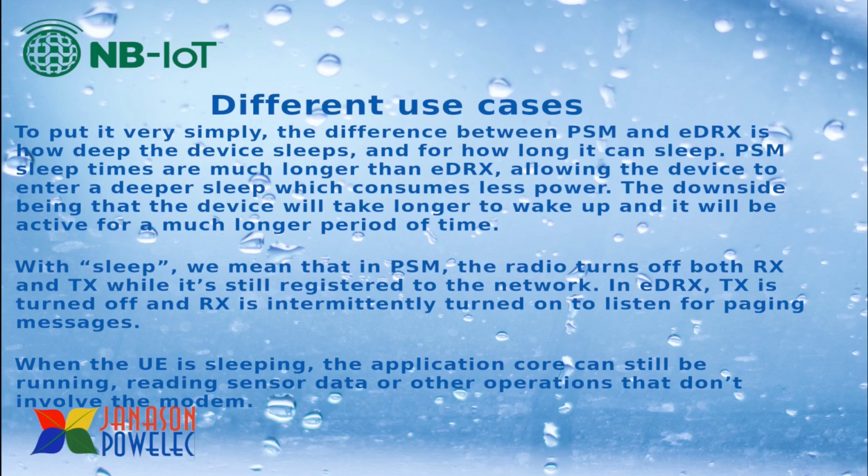Different use cases. To put it very simply, the difference between PSM and EDRX is how deep the device sleeps and for how long it can sleep. PSM sleep times are much longer than EDRX, allowing the device to enter a deeper sleep which consumes less power. The downside being that the device will take longer to wake up and it will be unreachable for a much longer period of time. With sleep, we mean that in PSM the radio turns off both RX and TX while it is still registered to the network. In EDRX, TX is turned off and RX is intermittently turned on to listen for paging messages.